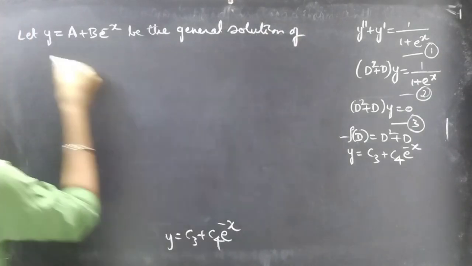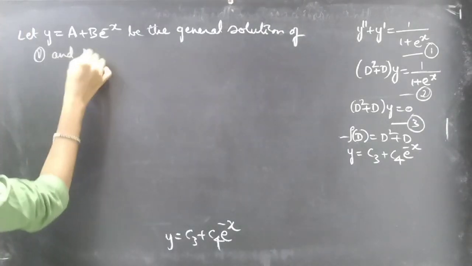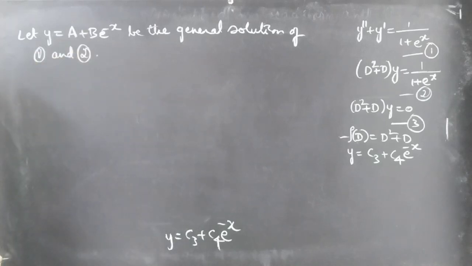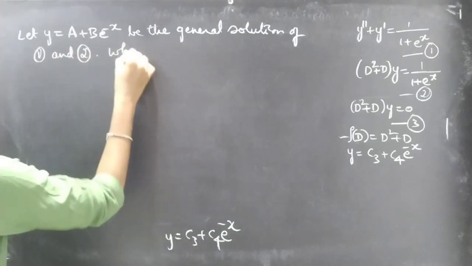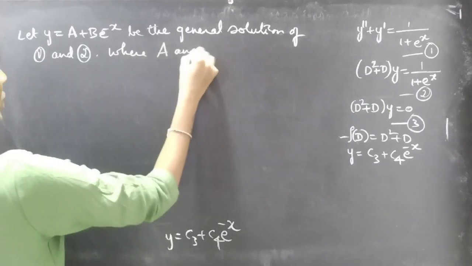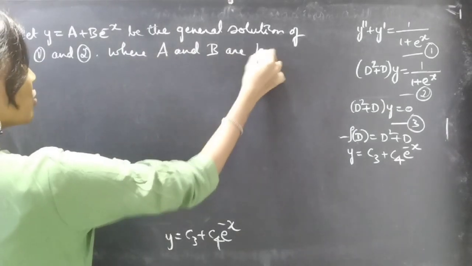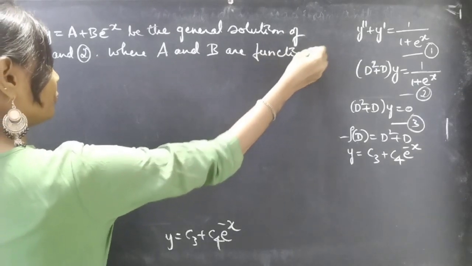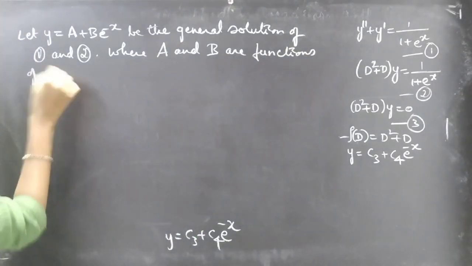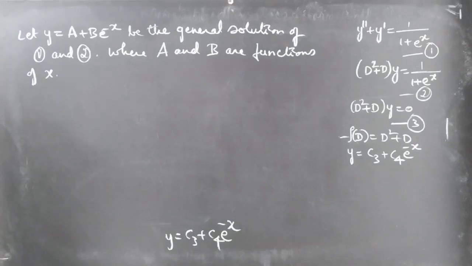Of 1 and 2, because 1 and 2 are same equations, right? Where a and b are functions of x. Okay, so we are saying that y equal to a plus b e power minus x is a general solution. So we can say that it is a solution of 1, so that it satisfies equation 1, right? So let's find y dash and y double dash and substitute in equation 1.